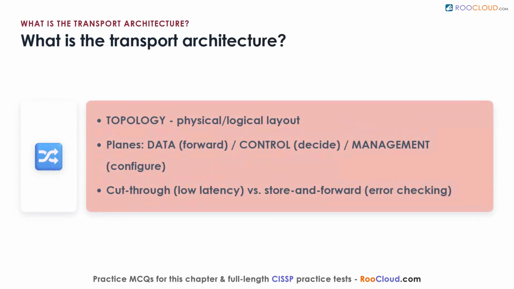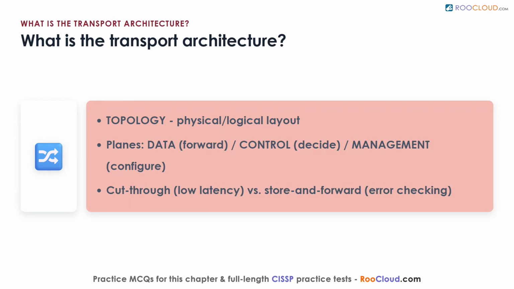How is the network organized beneath the cabling? Through its transport architecture, and three ideas anchor it. First, topology is the physical or logical layout of devices and links, which shapes scalability and fault tolerance. Second, network functions divide into planes. The data plane forwards user traffic. The control plane decides how that forwarding happens and maintains the tables, and the management plane handles configuration and monitoring. Separating them lets you modify one without disturbing the others.